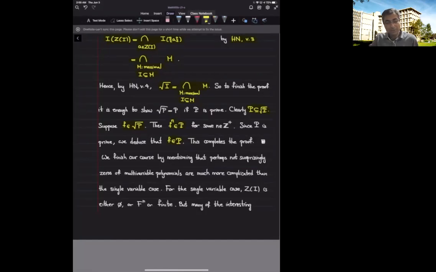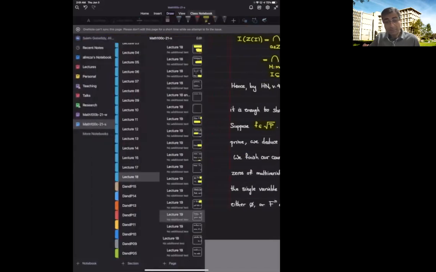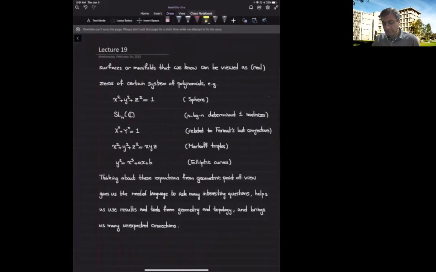But when we go to the multivariable case, then it's not as simple. In fact, many interesting surfaces or manifolds that we have seen are common zeros of multivariable polynomials. For instance, you can think about a sphere. So here I'm thinking about real solutions, but the same is true for real or complex. So in fact, for these kinds of equations, we often want to understand not only solutions over an algebraically closed field, but also solutions over reals, over finite fields, over Q, and so on.